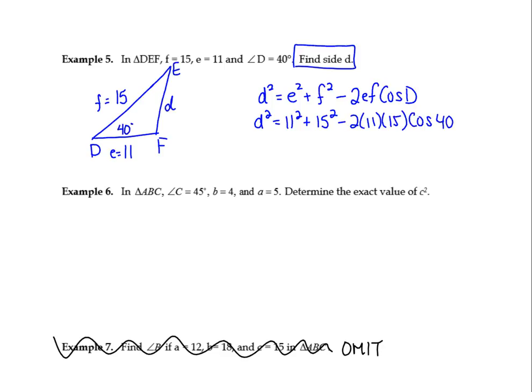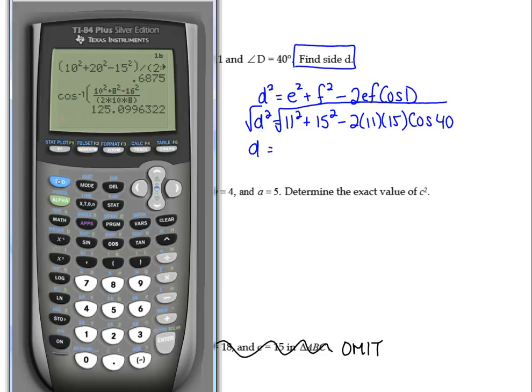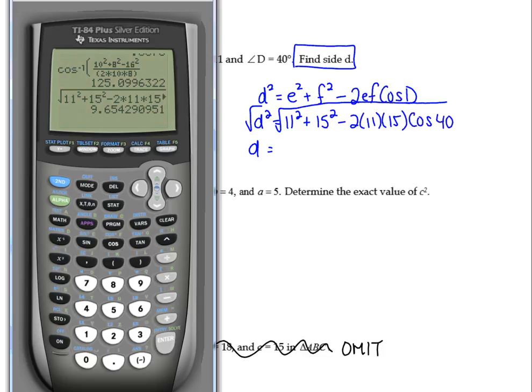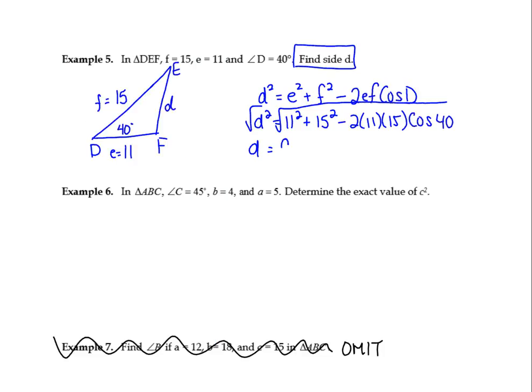So square root that first. So we're going to type in the square root of all that. Second square root, 11 squared, plus 15 squared, minus 2 times 11, times 15, cos 40. Did you get the same thing? 9.65? I didn't give you rounding instructions, so. And I apparently hate units, because none of my examples have units.